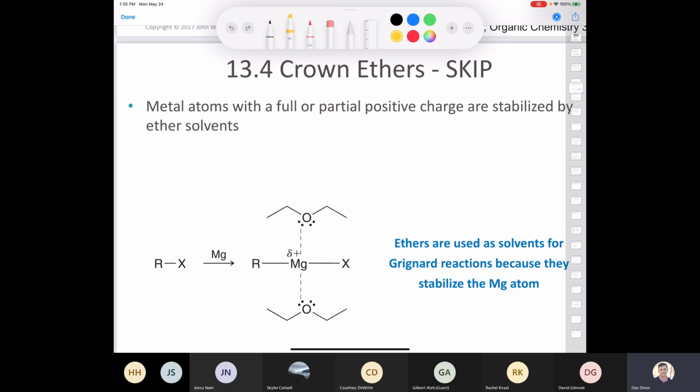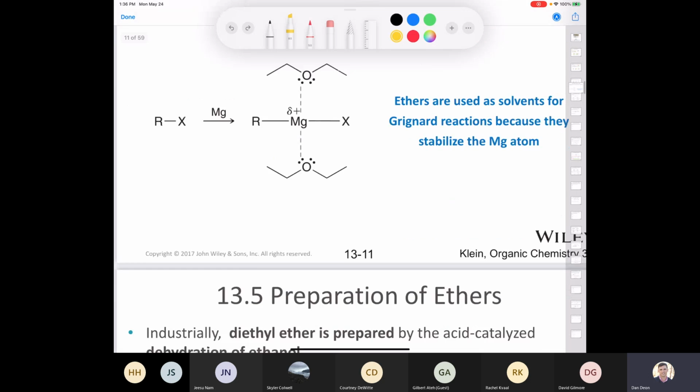It will not take long. I promise you, it will take you 5 minutes at the most, okay? You'll learn about 18-crown-6, 15-crown-5, 12-crown-4. So it doesn't take very long to do that. And basically it explains how crown ethers can be used to solubilize metal cations and what that's used for.